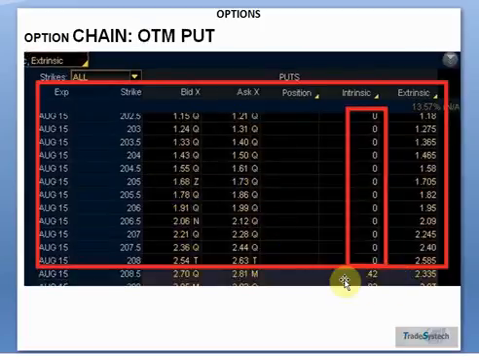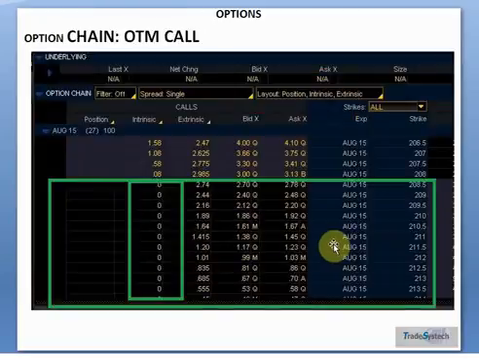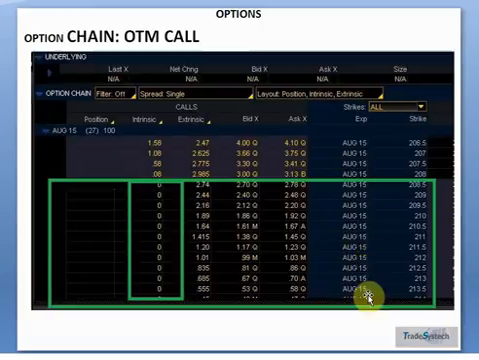OTM is the opposite case. You see, when the strike is lower than the quotation of SPY, then the intrinsic value is 0. And same thing for the call, while in this case the strike is higher than the quotation. So the quotation is 208, I choose strike 209, 210, 211, and then the intrinsic value is 0.